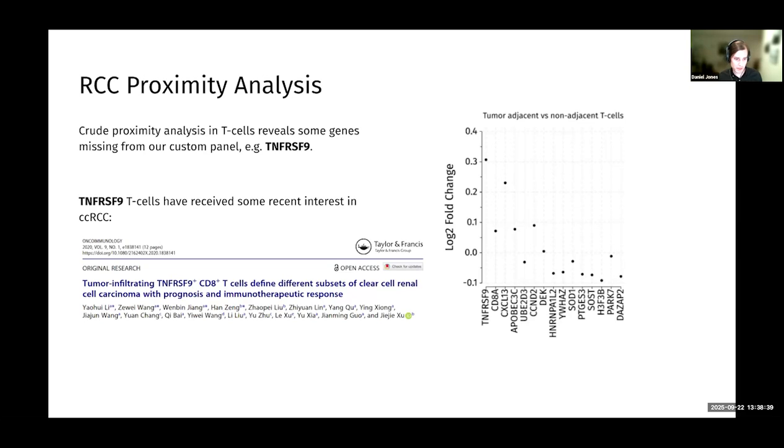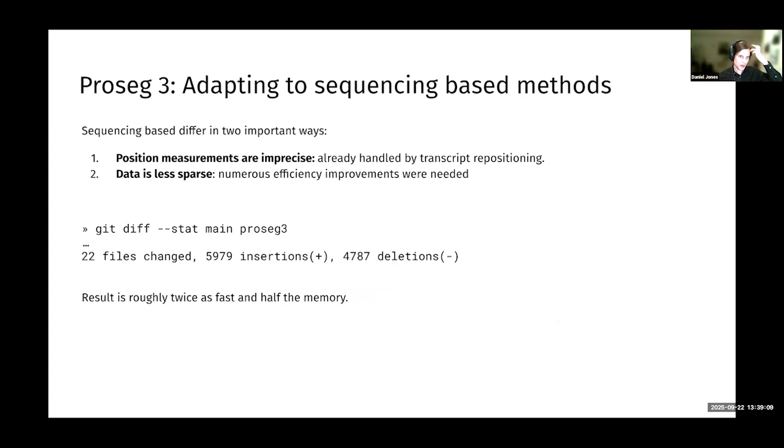There are some downsides to using a higher plex panel, but this also let us find a pretty interesting gene. Of course, we're interested in these T cells that were infiltrating the tumors. So here's our CXCL13 gene that we're pretty interested in. But this other gene that wasn't exactly on our radar, TNFRSF9, actually popped up with maybe even a larger effect size. There's a little bit of literature about that, but not a lot. So that was interesting. So that's Proseg 2.